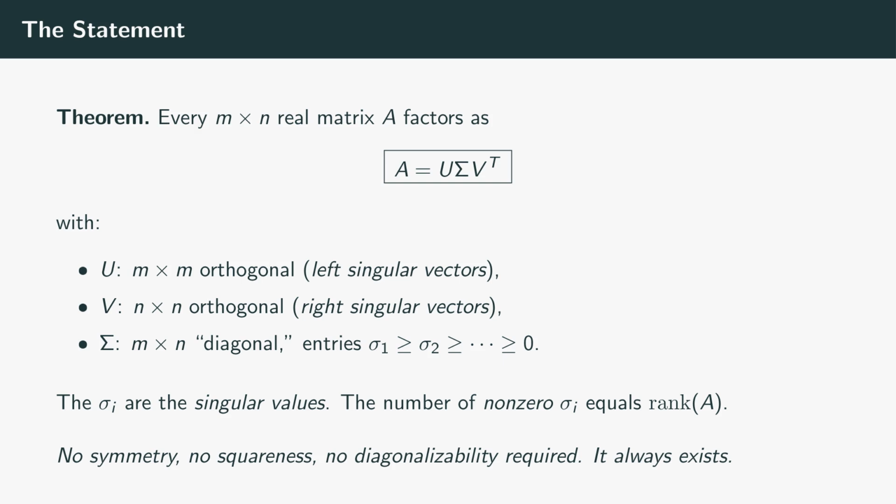Those entries are the singular values, written sigma 1, sigma 2, and so on, and we always list them in decreasing order, all non-negative. A beautiful bonus: the number of non-zero singular values is exactly the rank of A. Compare this to eigenvalue diagonalization, which demands a square matrix and can still fail. The SVD asks for nothing: no symmetry, no squareness, no diagonalizability. For every matrix that exists, this factorization exists. That universality is what makes it so powerful.